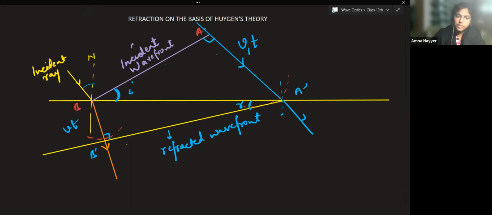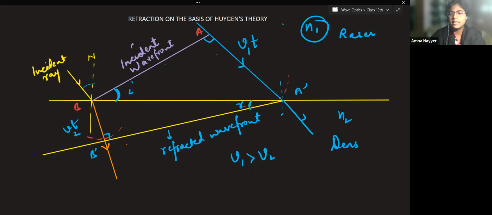Let's say this is V1, V2 where V1 is greater than V2. Now you cannot take it as VT the way you had taken it earlier in your last question. This is V1T, this is V2T because the speeds are different. And obviously refraction, continuously we have been studying rarer and denser surface. So mark this as N1, let's say this is the denser surface. So N1 and N2, both are the surfaces. These also you have to keep in mind.